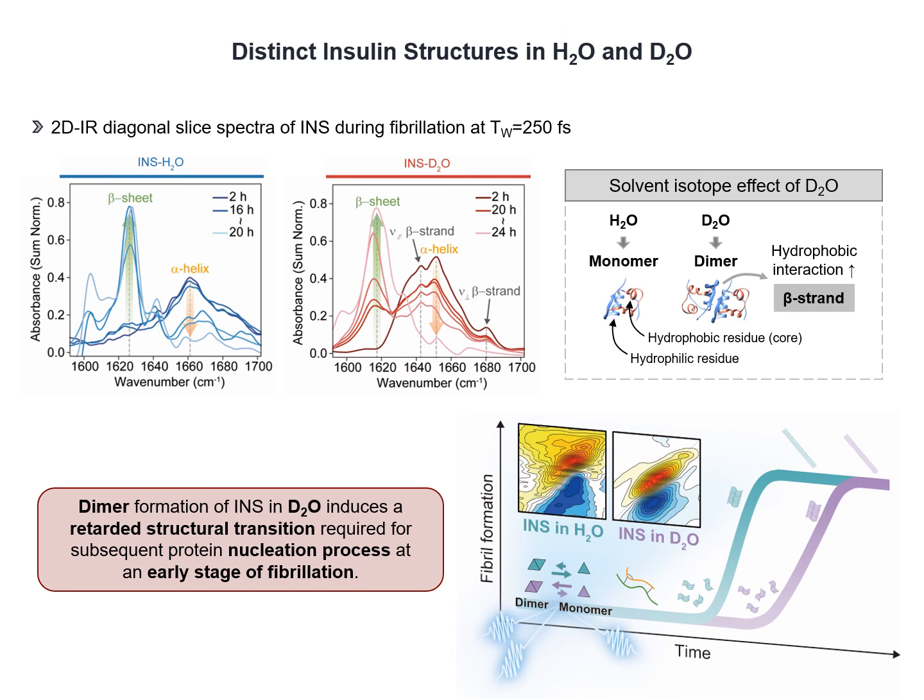And we could conclude that the increase of dimer formation of insulin in heavy water induces a retarded structural transition required for the subsequent protein nucleation process at an early stage of fibrillation. These results confirm the importance of using water as a physiological solvent in dynamic studies related to protein misfolding and amyloidosis using various IR spectroscopy and microscopy.